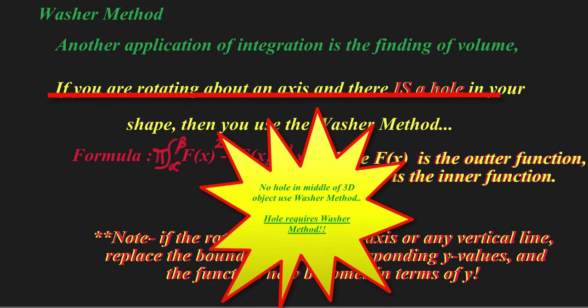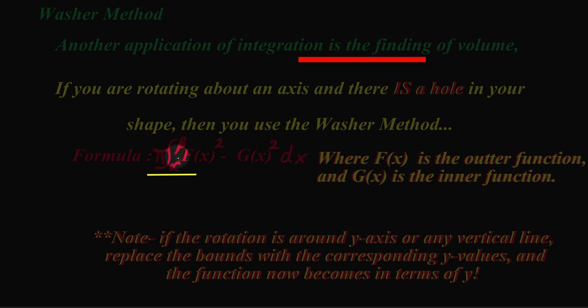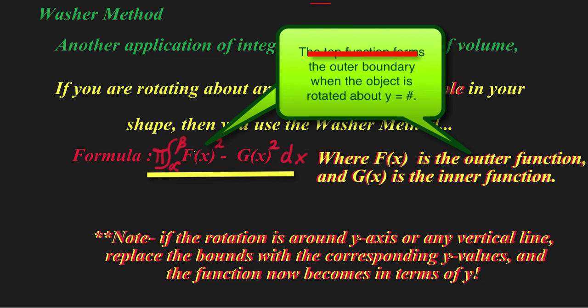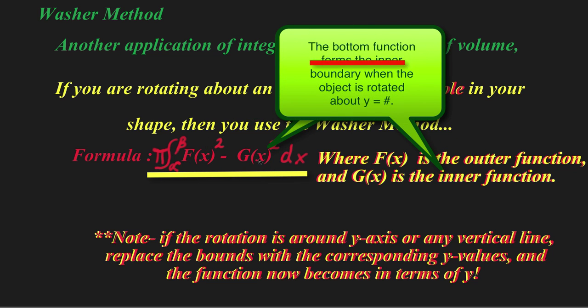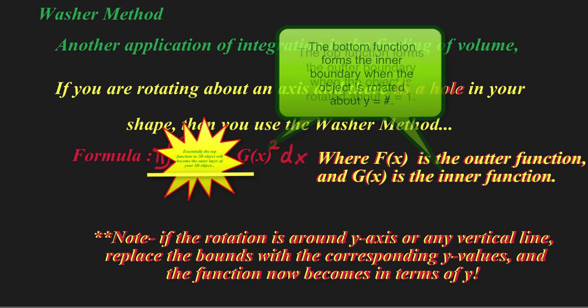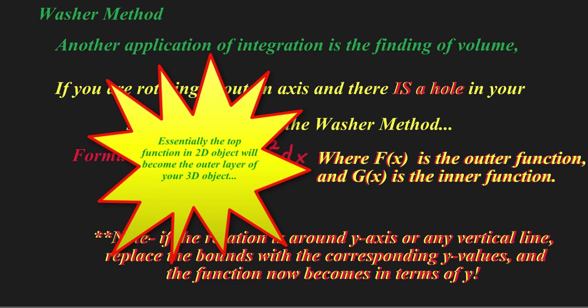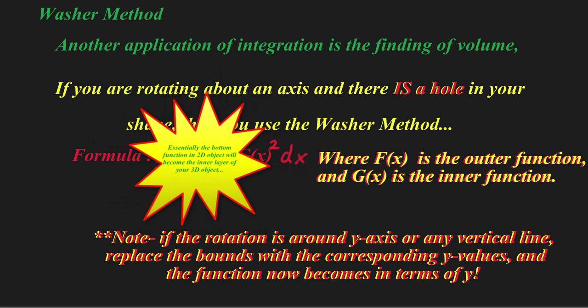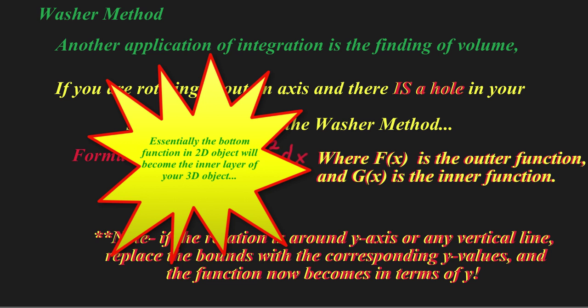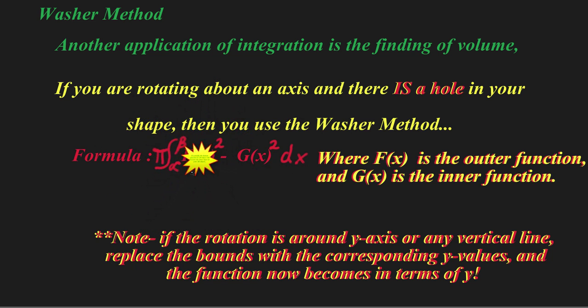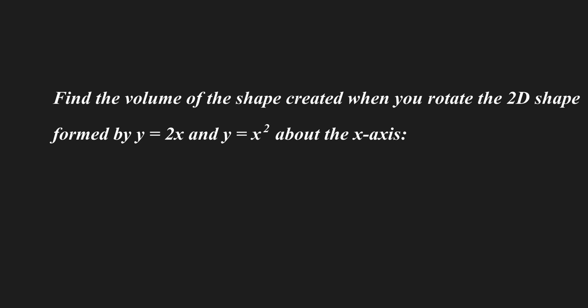Here's the formula. The formula is pi, integral from alpha to beta, of f of x squared minus g of x squared, where f of x is the top function and g of x is the bottom function. Initially, we'll graph them to determine that, and if we're dealing with y-axis problems, then we'll have the leftmost function and the rightmost function there. But for now, we're just going to do a basic example. So let's see it in action.